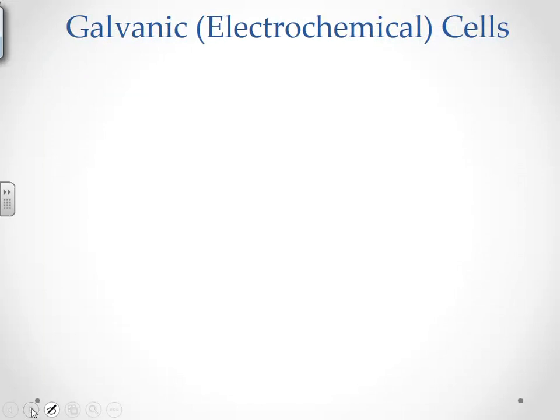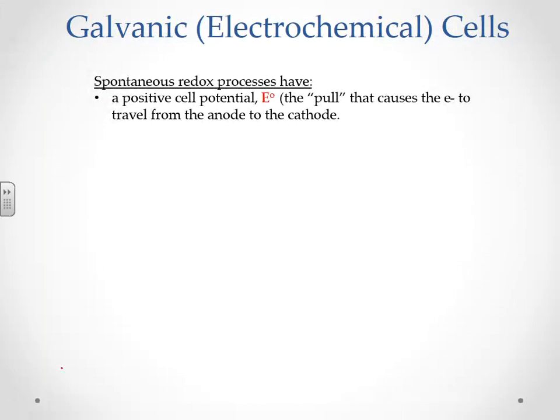All right, so the first type of cell I mentioned was a galvanic electrochemical cell, the voltaic cells. These are cells where you have a spontaneous redox process taking place. A couple of things about spontaneous redox processes you need to know. They have positive cell potentials. That's that little E, the cell potential.